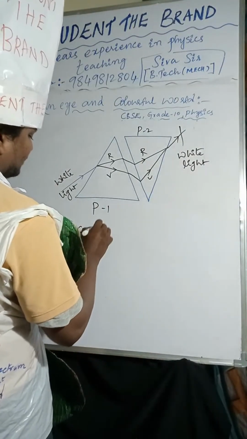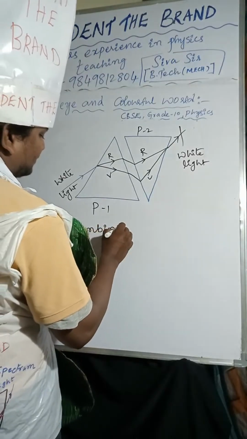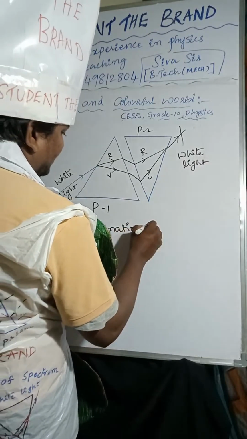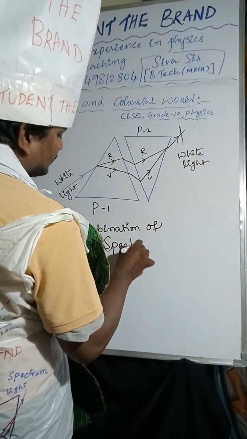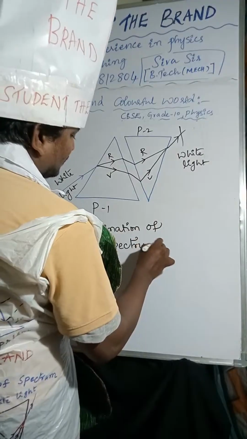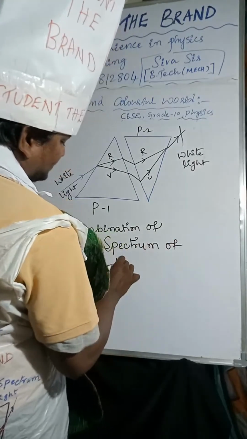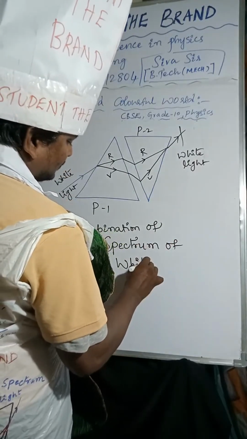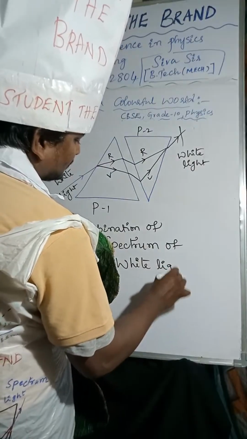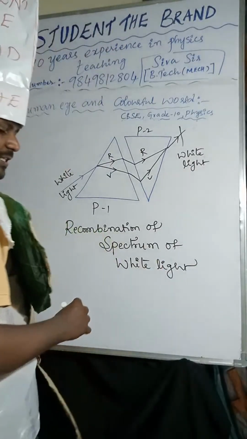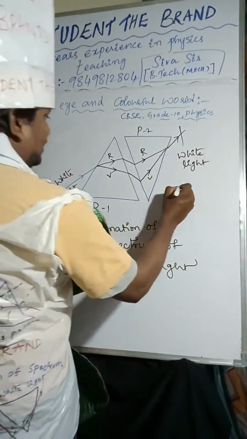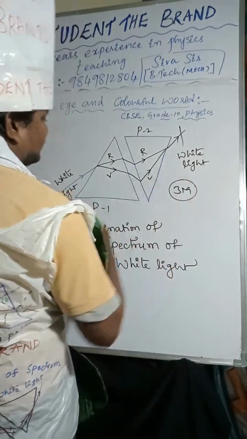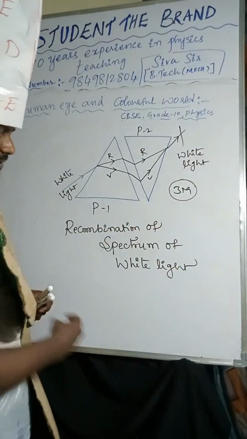Recombination of spectrum of white light, very very important for 3 marks. They will give it for 3 marks in the exam. Just check it once.